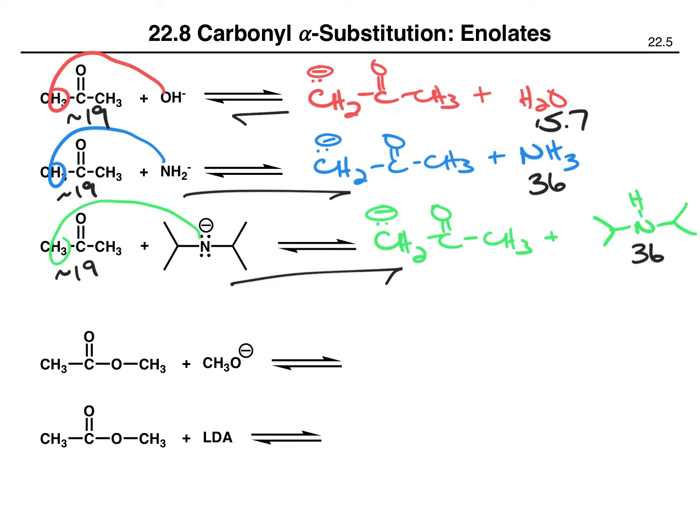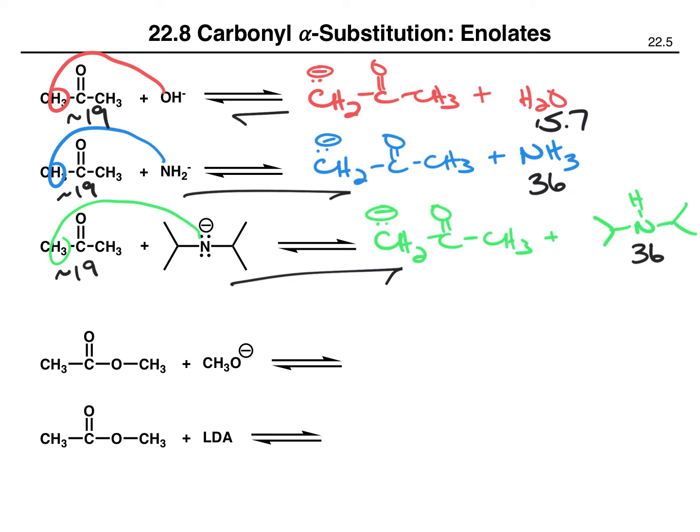In the second and third example, because the pKa values are so different, and this is a much, much weaker acid, the equilibrium lies very, very far to the right. So at equilibrium, we have lots and lots of enolate and very little ketone.